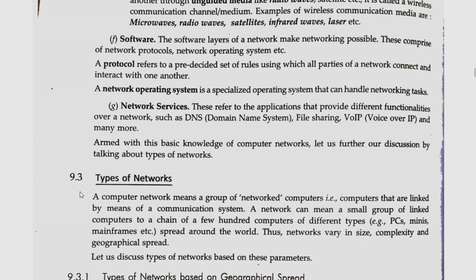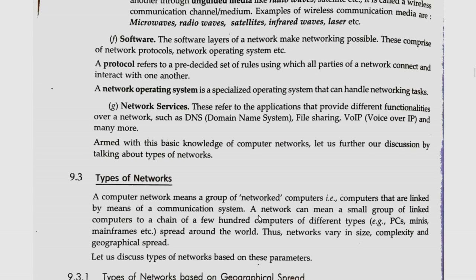So let's see. A computer network means a group of networked computers, that is, computers that are linked by means of a communication system. A network can mean a small group of linked computers to a chain of a few hundred computers of different types. So you cannot say that a network is limited to this particular field. The network can be a small network also, and it can be a big network also.